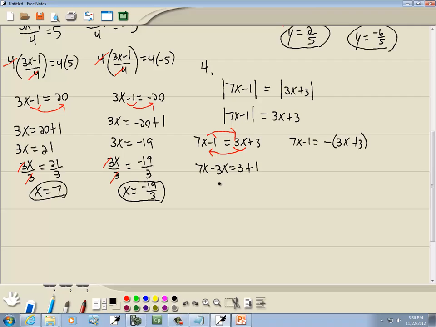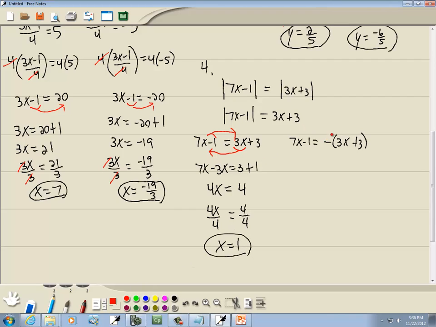Combine together like terms, 7x minus 3x is 4x. Combine together numbers, 3 plus 1 is 4. Divide both sides by number in front of your x, so divide both sides by 4. And we get x equals 1.